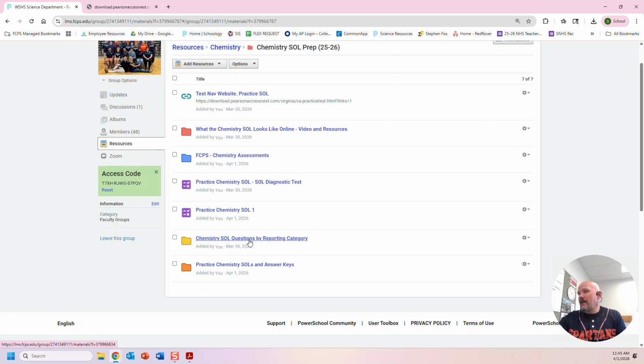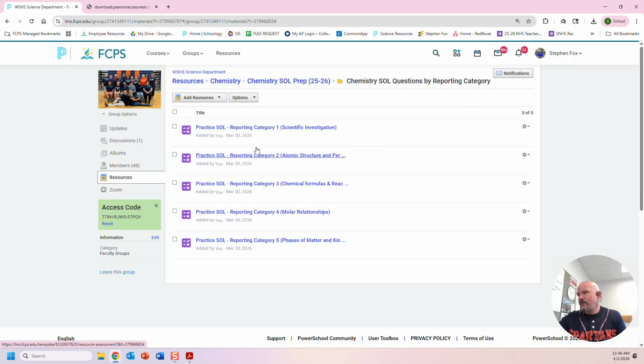Now, there's other practice assessments here. You don't have to worry about what reporting category is, but basically you have to do well in each reporting category, and these are the 5 reporting categories for chemistry. And this assessment will be reporting category 1. So anything here is reporting category 1, reporting category. So this is just extra practice. Feel free to do these, not do them.